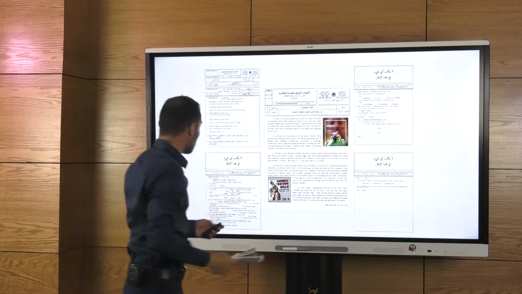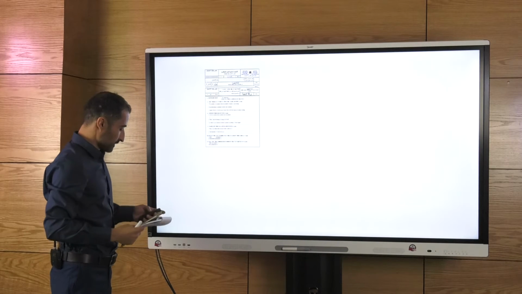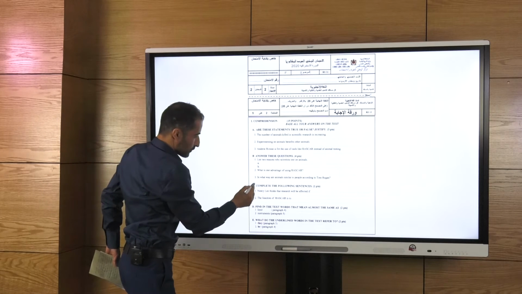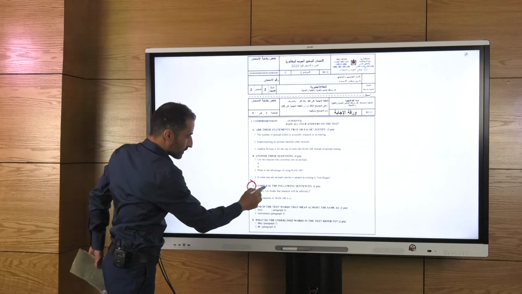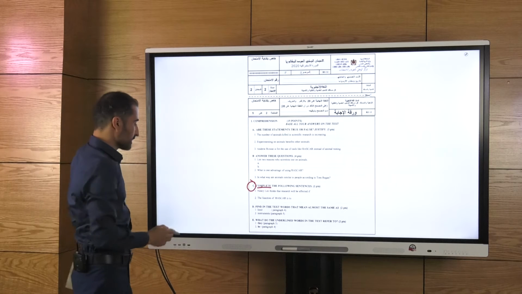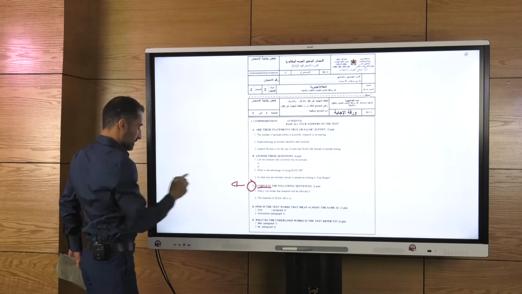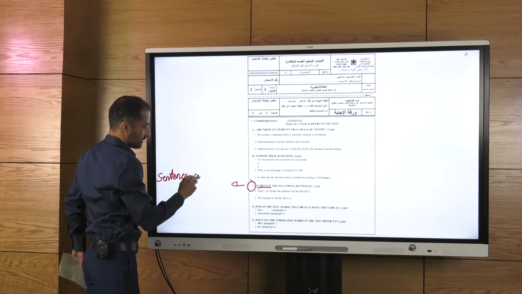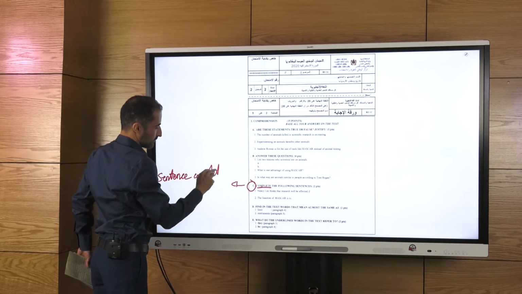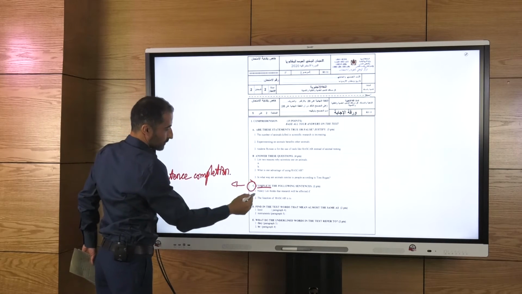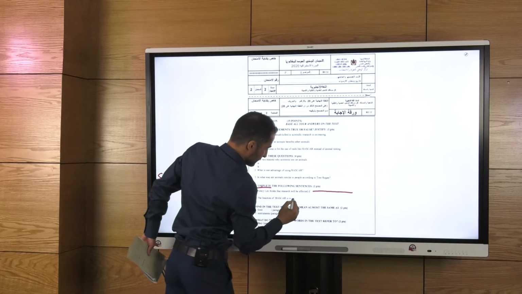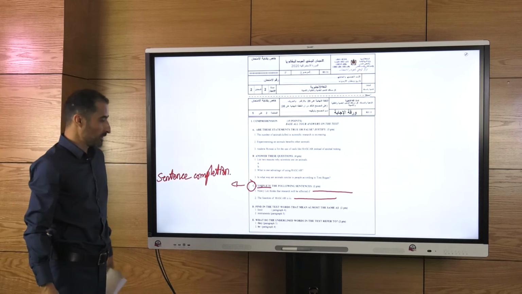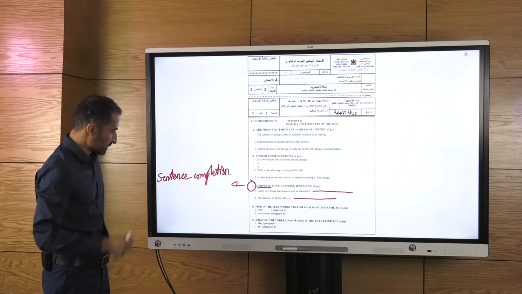Oh, sorry, we need to go back. Yes, we haven't finished yet with this one. Now here, rubric C, so complete the following sentences. It's in fact sentence completion. So of course you are going to complete these sentences with information from the text, the reading comprehension text.